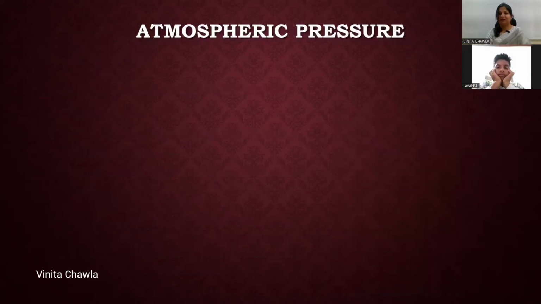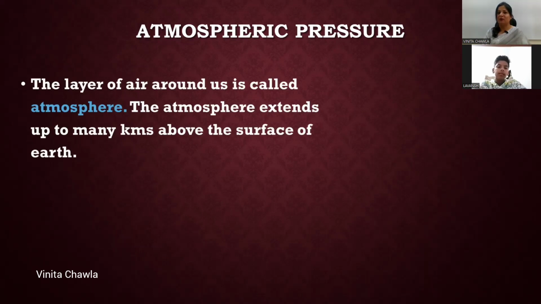Next term we have here is atmospheric pressure. So what do you mean by atmospheric pressure? The pressure exerted by air, the pressure exerted by the atmosphere, is called atmospheric pressure. The layer of air around us is called atmosphere. Atmosphere extends up to many kilometers above the Earth's surface.